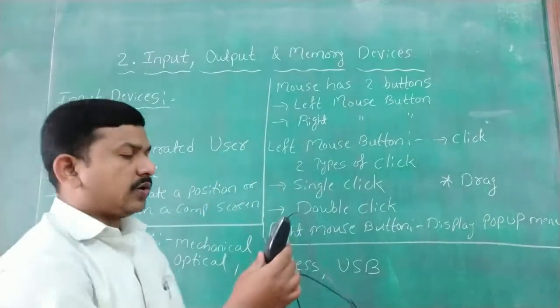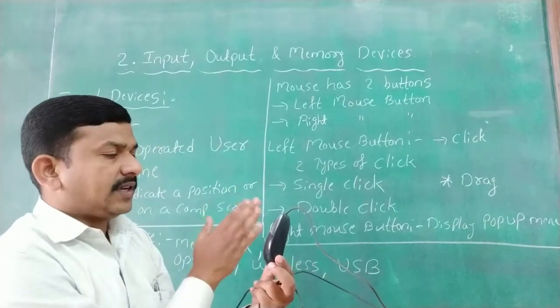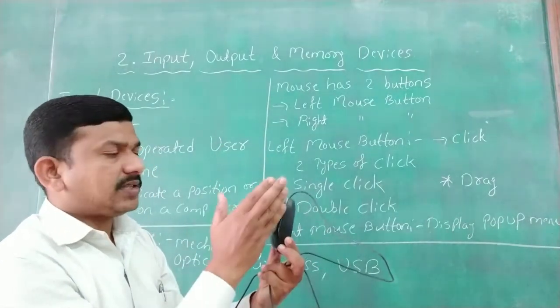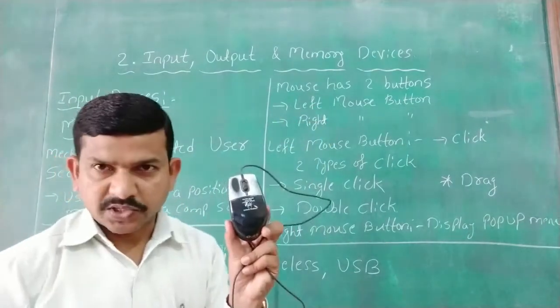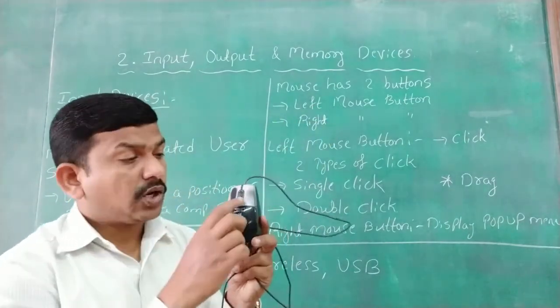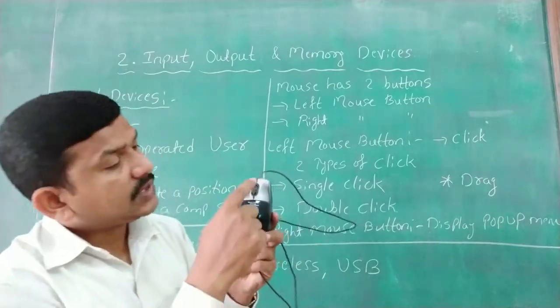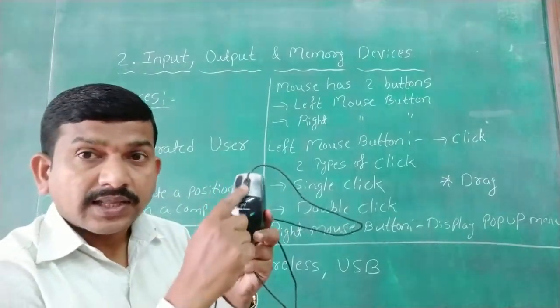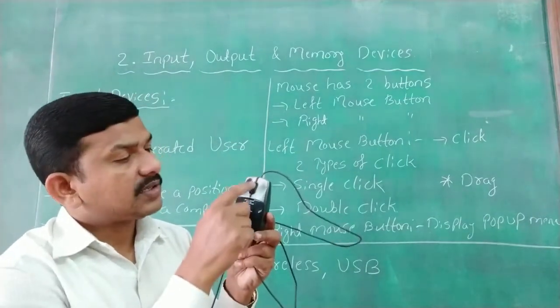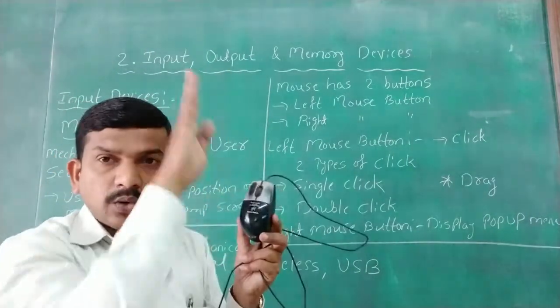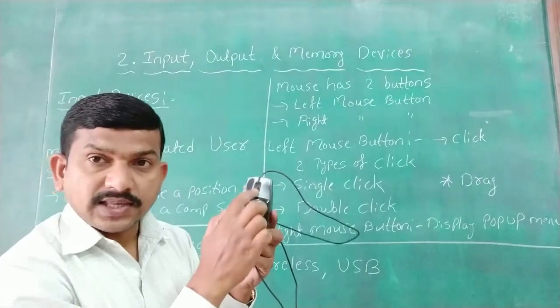If we hold it in front of us, on our left side this is the left button, this is the right button. Yes, so left mouse button and right mouse button. Along with those 2 buttons, there is one more button here. We normally call it a scroll. We use it to scroll, for page up and down.